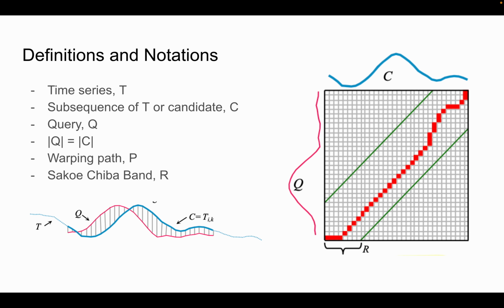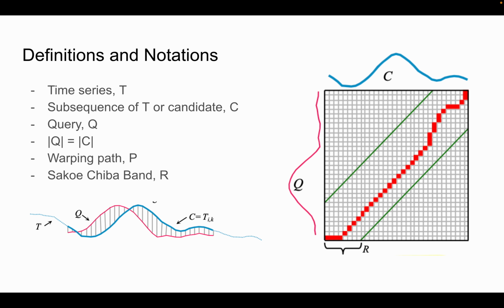In order to understand the optimizations, some notation needs to be introduced. A time series T is an ordered list in a data set. A subsequence of T will be referred to as C, as it is a candidate match to a query Q. That is, many Cs will be compared to Q using a similarity measure, ED or DTW.